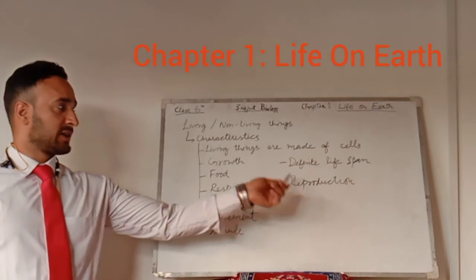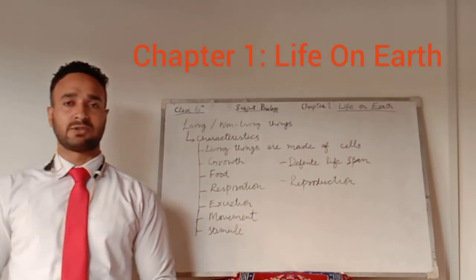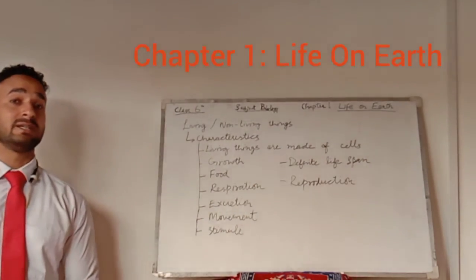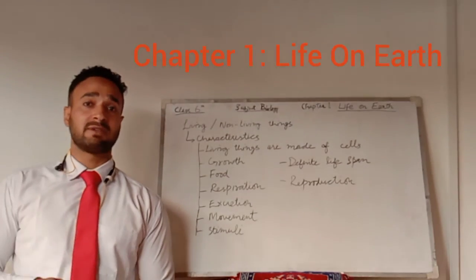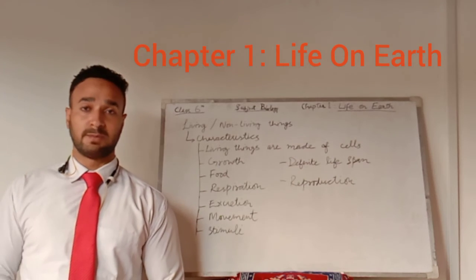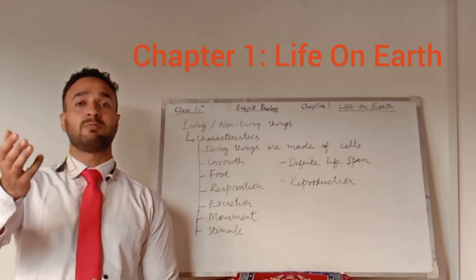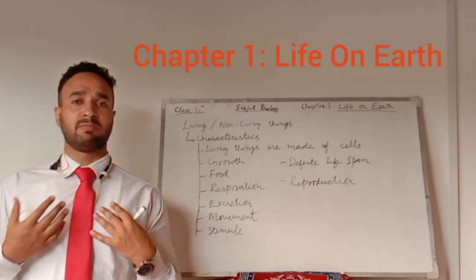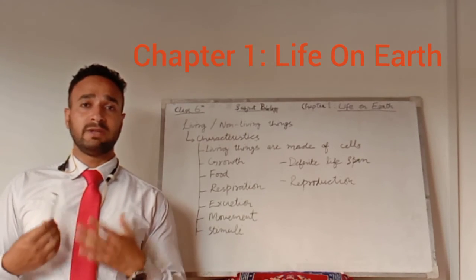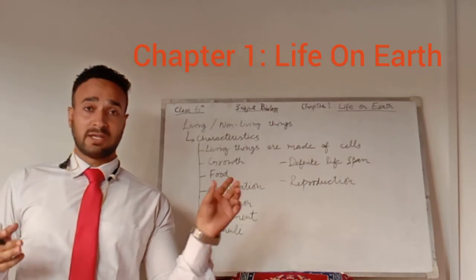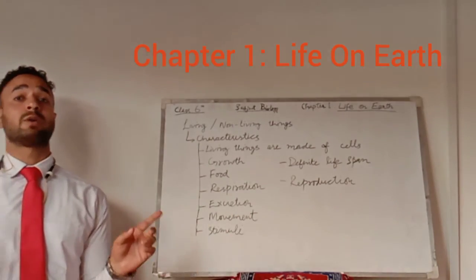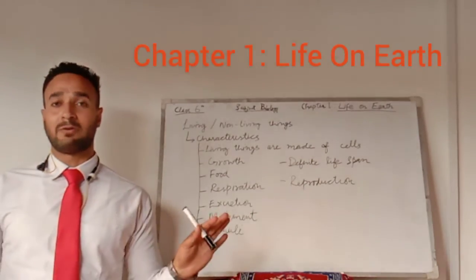And the last characteristic, but not the least, shown by living organisms is reproduction. What is reproduction? Reproduction is a process by which parents give birth to their offspring. Like your parents gave birth to you, my parents gave birth to me. So we can say that we are a product of reproduction by our parents, right? And this reproduction is only found in living things. It is not found in non-living things.